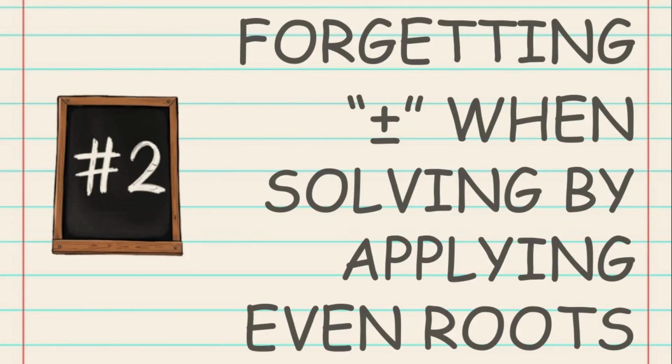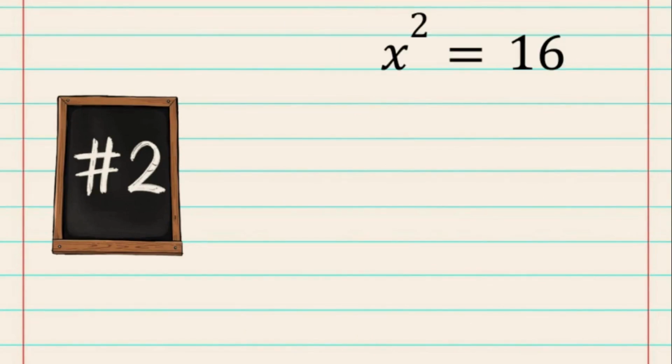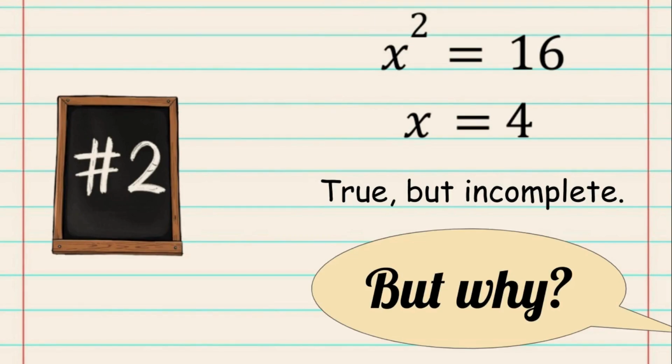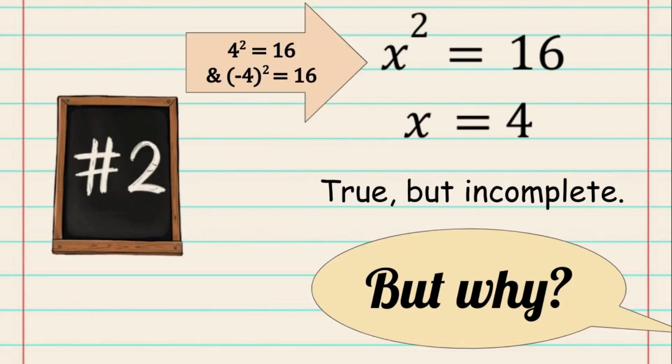Here comes error number 2. Forgetting plus or minus when solving by applying even roots. Let's say we were given this equation to solve. At first glance, you might think, oh, x equals 4, which is true, but again, it's incomplete. But why? Look at that original equation. 4 squared does equal 16, but negative 4 squared also equals 16. We should include a plus or minus next to that 4 to make sure we account for the fact that 4 and negative 4, if you square it, give you 16.